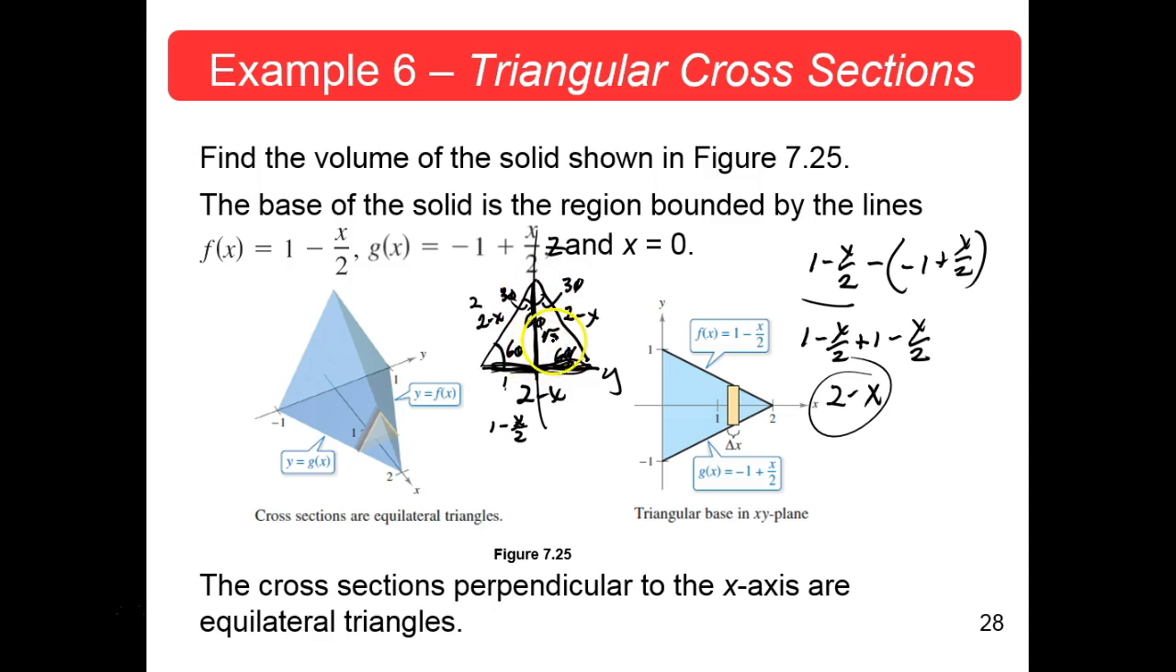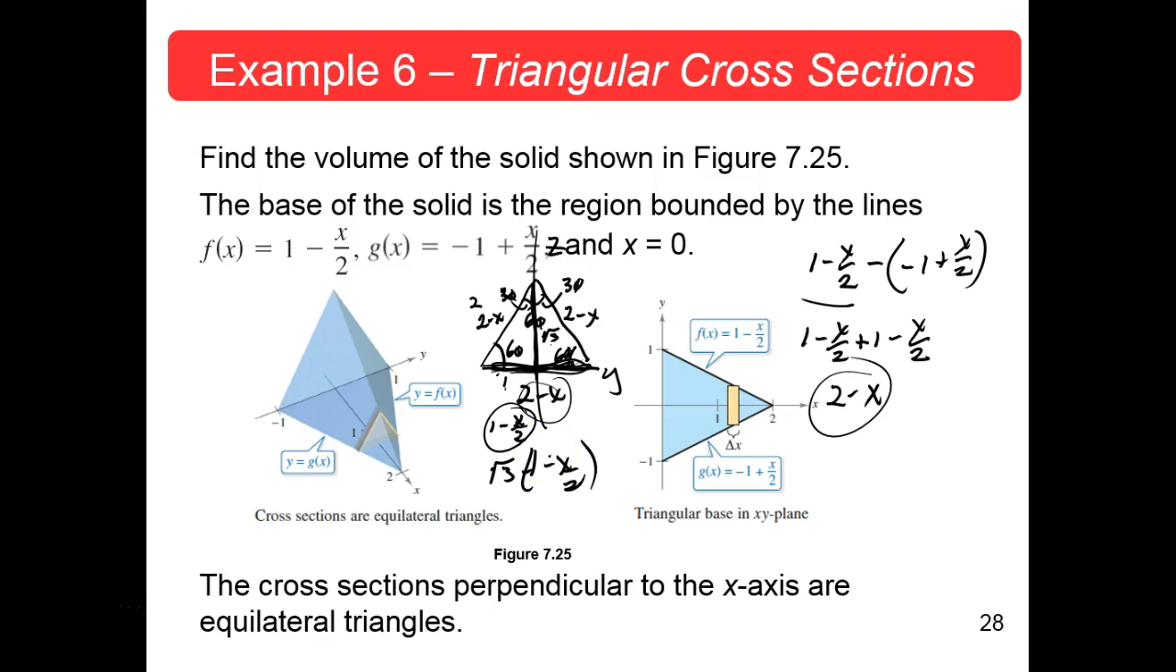So this height is the square root of 3 times half of the base. So the height is square root of 3 times that. So that would be root 3 times 1 minus x over 2. Why make it more complicated? That would be what it is. Root 3 times 1 minus x over 2.